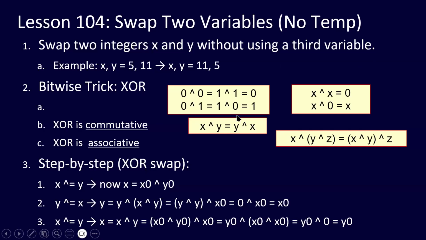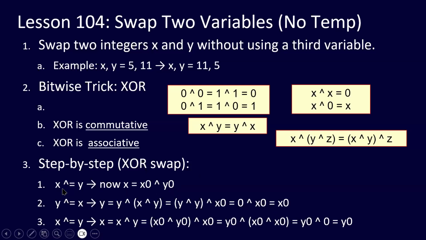The trick is the characteristics of exclusive OR, which in Python is the hat operator. It is commutative and associative. Today let's see, this part is a bit confusing, so I rewrote it a bit. Here x and y are variables and x0 and y0 are their values.